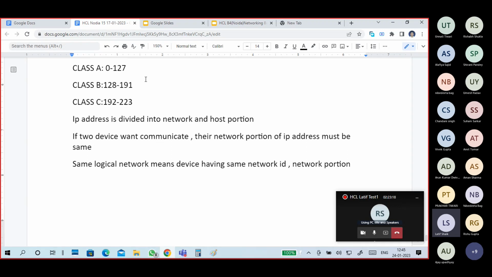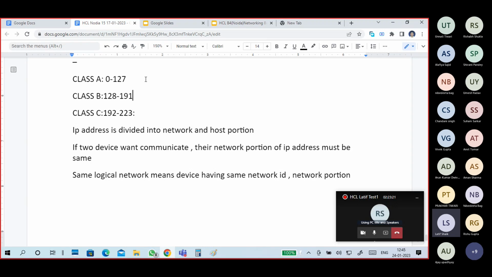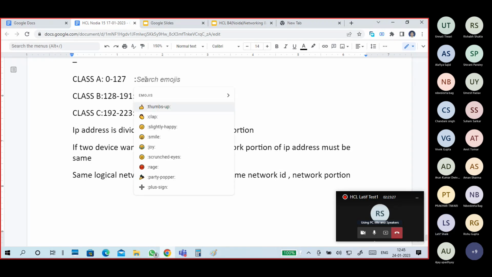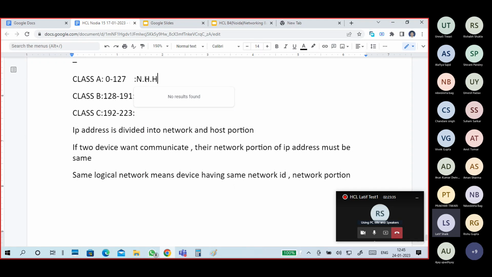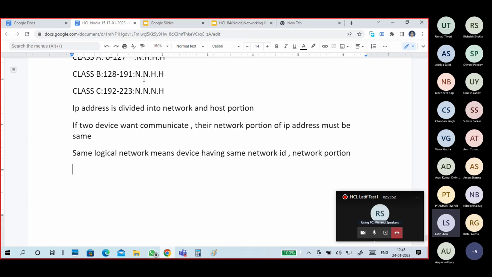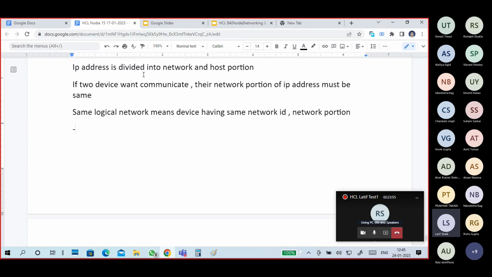By default, guys, for class C, class B, and class A: in class A, the first portion by default is the network portion, and the remaining are host portions. Class B, the first two are the network portion, remaining are host portion. Class C, the first 3 are the network portion, remaining is host portion. Just for our understanding, I am trying to tell.